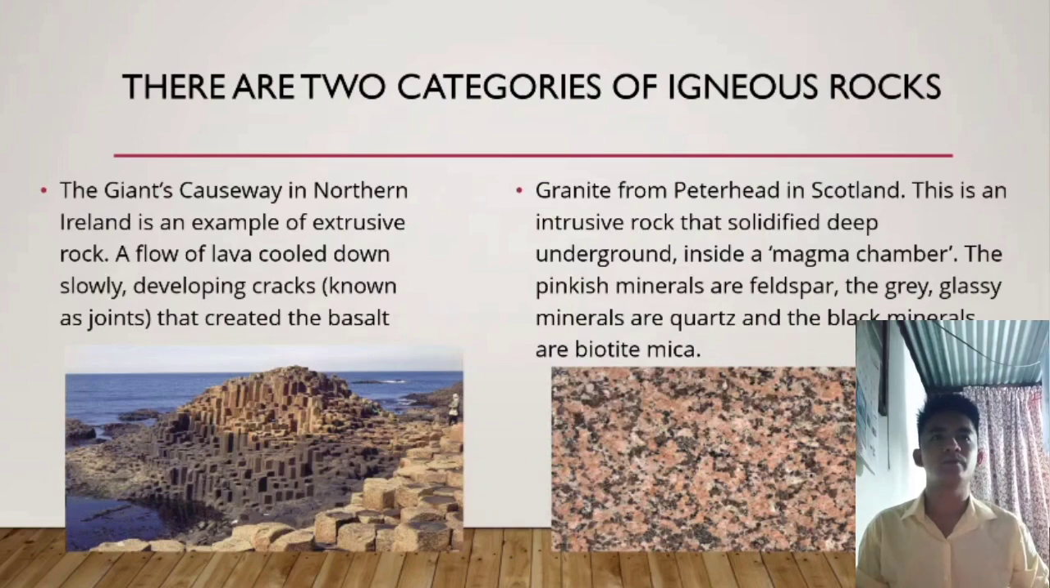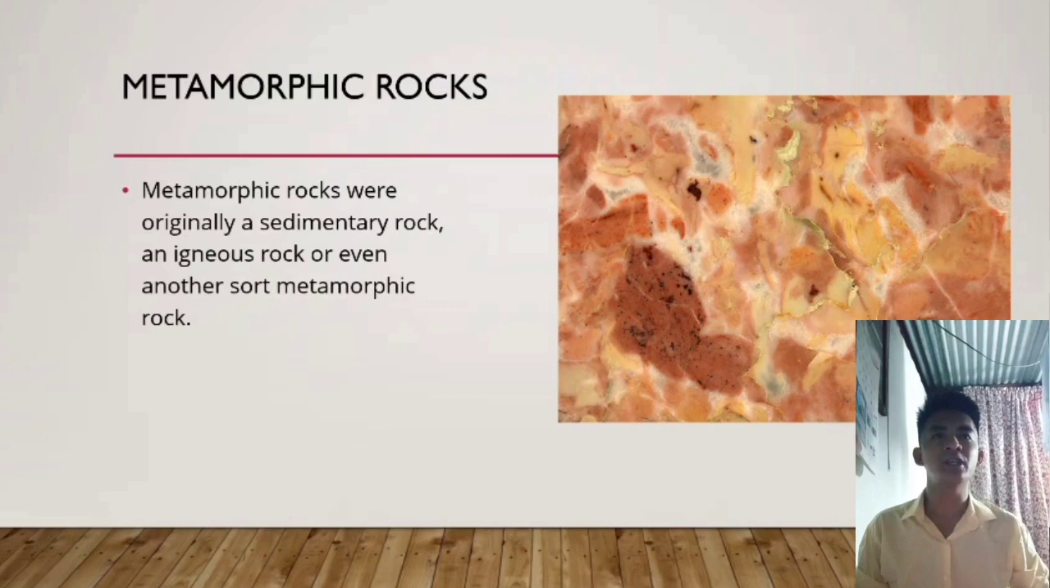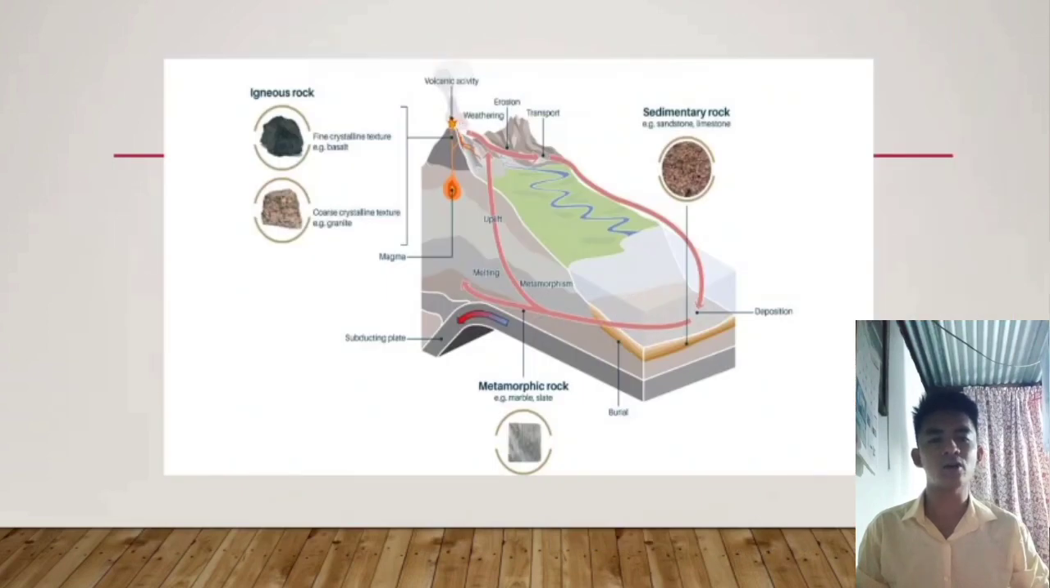Metamorphic rocks. Metamorphic rocks were originally a sedimentary rock, an igneous rock, or even another sort of metamorphic rock. Metamorphism literally means change in form. Rocks that are deeply buried underground can be subject to very high temperatures and intense pressure. This is the example of the rock cycle. All of its parts are connected to each other, and a change in one part produces a change in another.